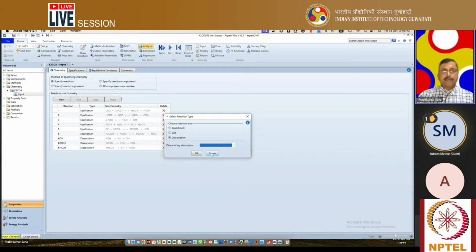That's how it works. So here you don't find any kinetic reaction. Aspen has divided these things into chemistry and reactions. I do not know why they have done it, but this is how Aspen has been designed. So I do not have much comment on this.